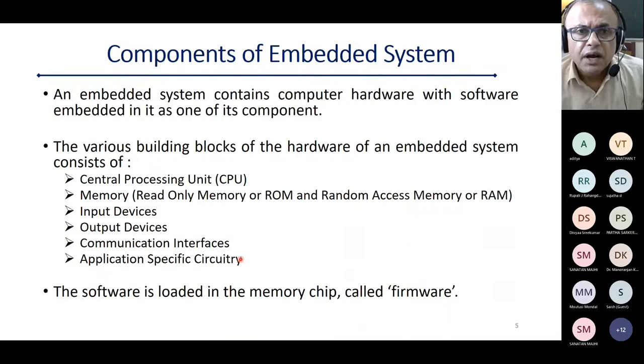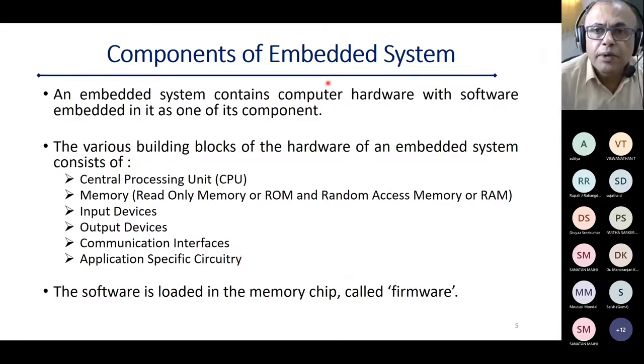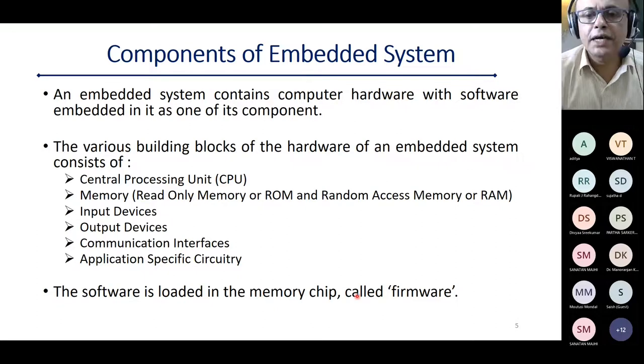So the component of the embedded system: an embedded system contains the computer hardware with the software embedded in it at one or other component. The building blocks are central processing unit, memory chip, RAM and ROM. Input devices are there, output devices will be there. Input-output devices will be based on what kind of application it is. The communication interface should be there, as I told you, an application-specific circuit. And the software will be loaded in the memory chip, which is called firmware.